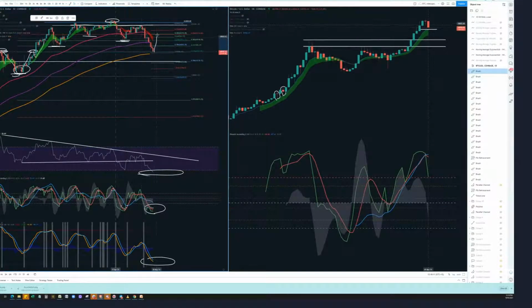We need to see Bitcoin break this level, which is about 48,000. We need to see it break it before we can go bullish. And if it breaks it decisively, then we are halfway there. In the coming days or week, we need to see it break this level and come up here, and that's when I'll go long.